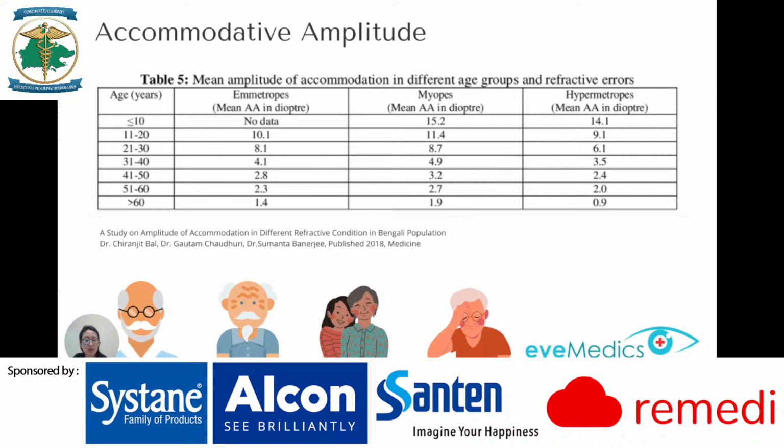As you can see, emmetropes are people with no refractive error, myopes are people with short-sightedness, and hypermetropes are people with far-sightedness. From the age of 40 to 50 years old and beyond, among the three, hypermetropes are usually the ones that present earlier or manifest the effects of presbyopia earlier compared to the rest, as their accommodative amplitude reserves deplete much faster and earlier compared to the rest.